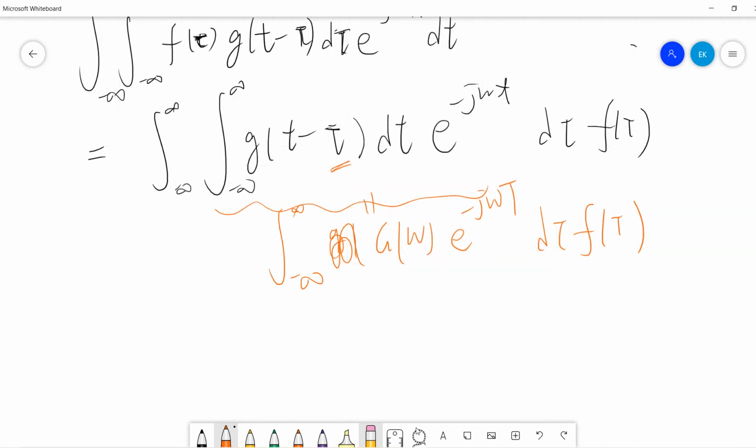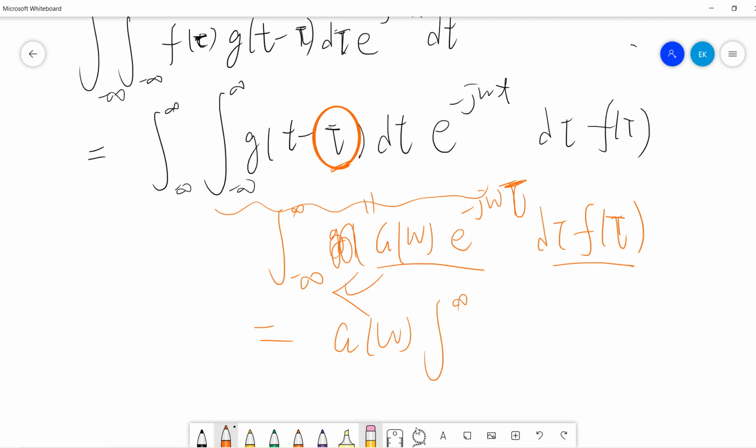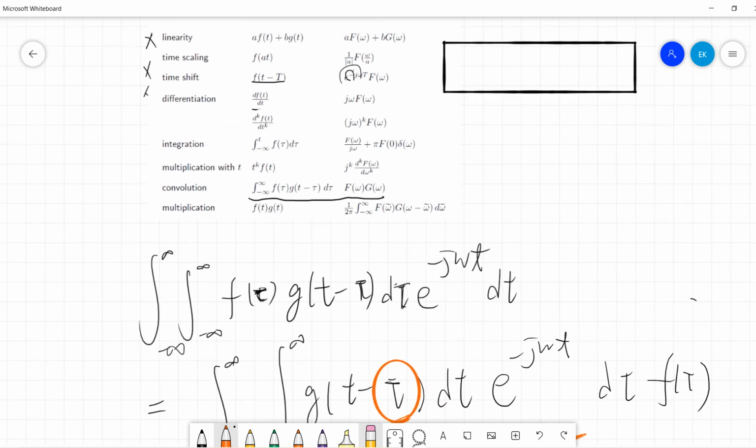Then you can see this is τ, so there's no τ in this part. So this G of omega can be pulled out, and you get this: f(τ) exponential minus j omega τ dτ. So this term is basically F of omega. Okay, so this is trivial.